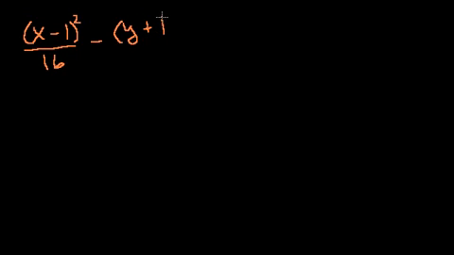Let's see if we can tackle a slightly more difficult hyperbola graphing problem. So let's say I had the hyperbola, make this up on the fly, (x minus 1) squared over 16 minus (y plus 1) squared over, let's say, 4 is equal to 1.